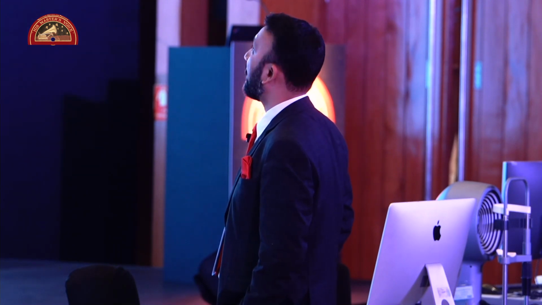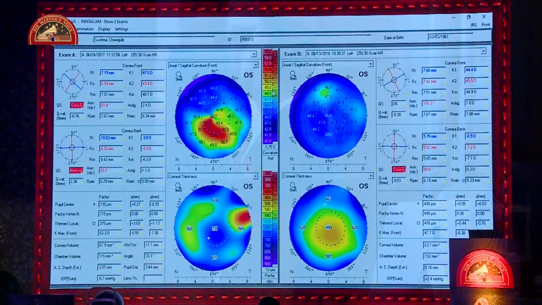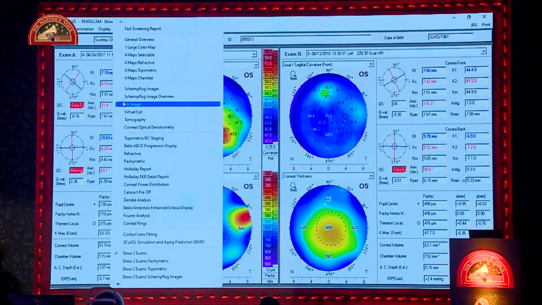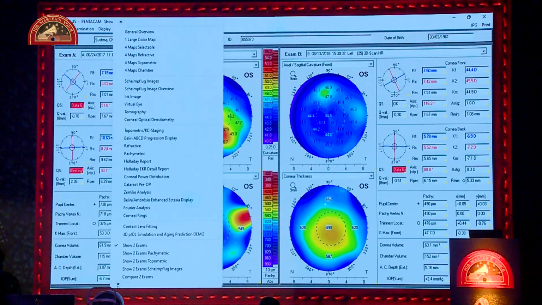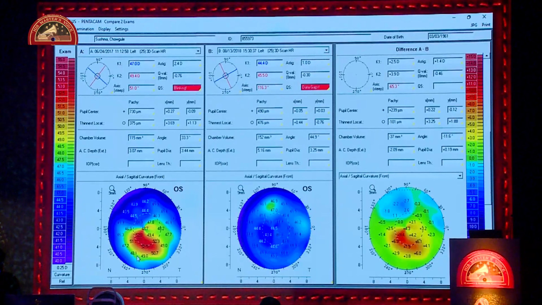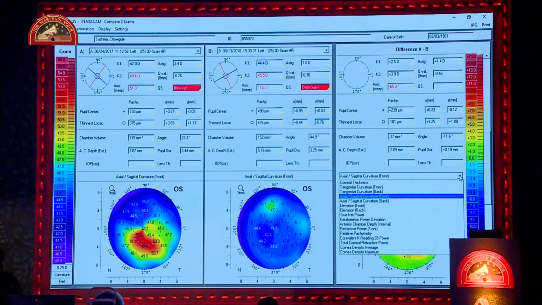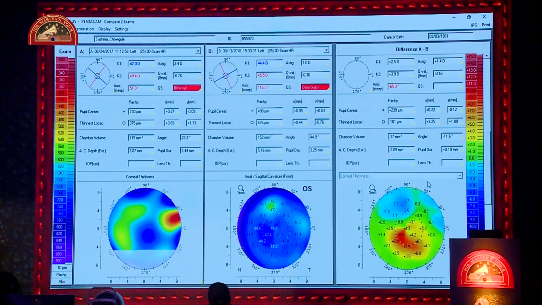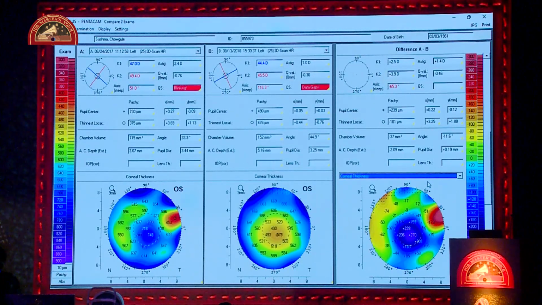Can you show compare maps, compare two exams, yeah, perfect. And can you give me the pachymetry instead of eggshell? First one, corneal thickness. You can see the difference here.